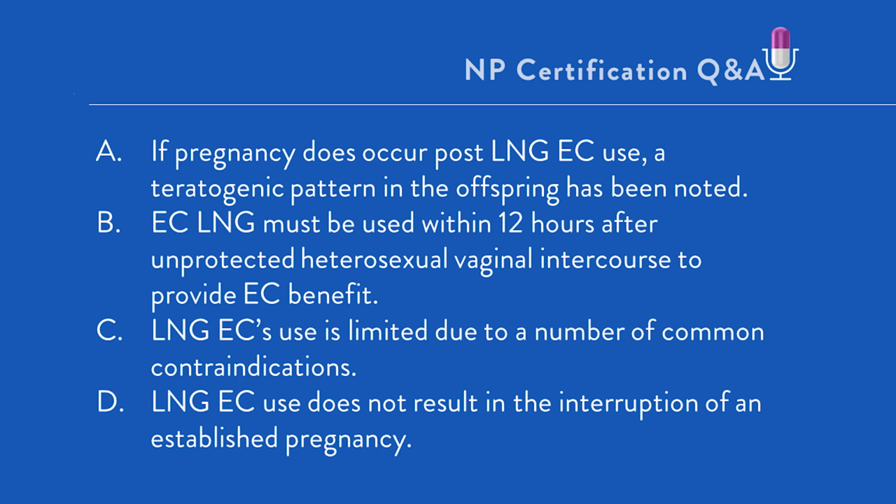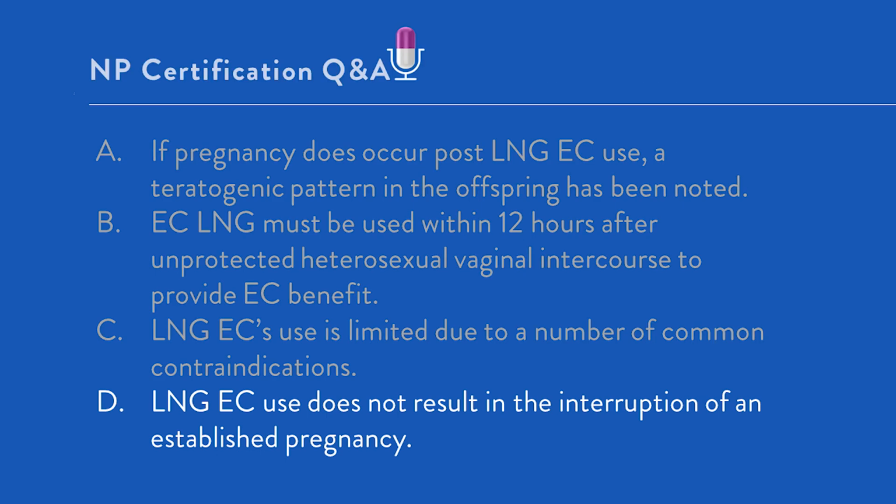Let's take a look then at option D. LNG EC use does not result in the interruption of an established pregnancy. This is our correct answer. The most likely mechanism of action to reduce pregnancy risk with a progestin-only EC form, like LNG, is by inhibiting or delaying ovulation or impairing ovum or sperm transport.